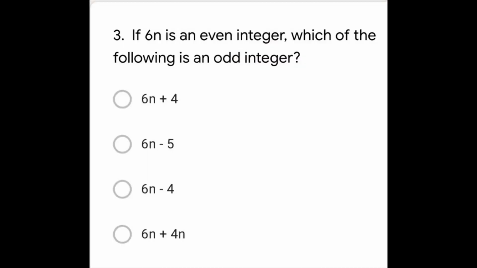Looking at question 3, it says if 6n is an even integer, which of the following is an odd integer? Firstly, when we look at the answers, we just need to mark out the ones that could not be the answer, because if 6n is an even integer and we add 4 to it, it will still remain an even integer. Likewise, with C, 6n minus 4, it will still remain an even integer. And with D as well, it says 6n plus 4n, and it will still be an even integer, because 4n, of course, would have been an even integer as well.